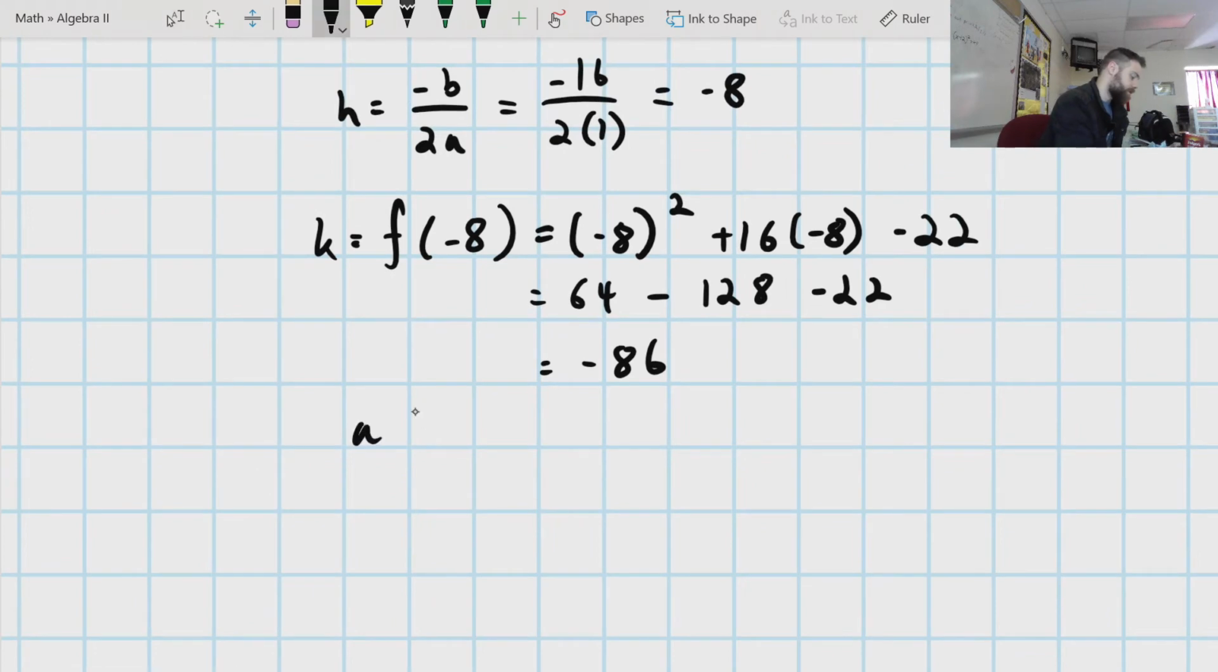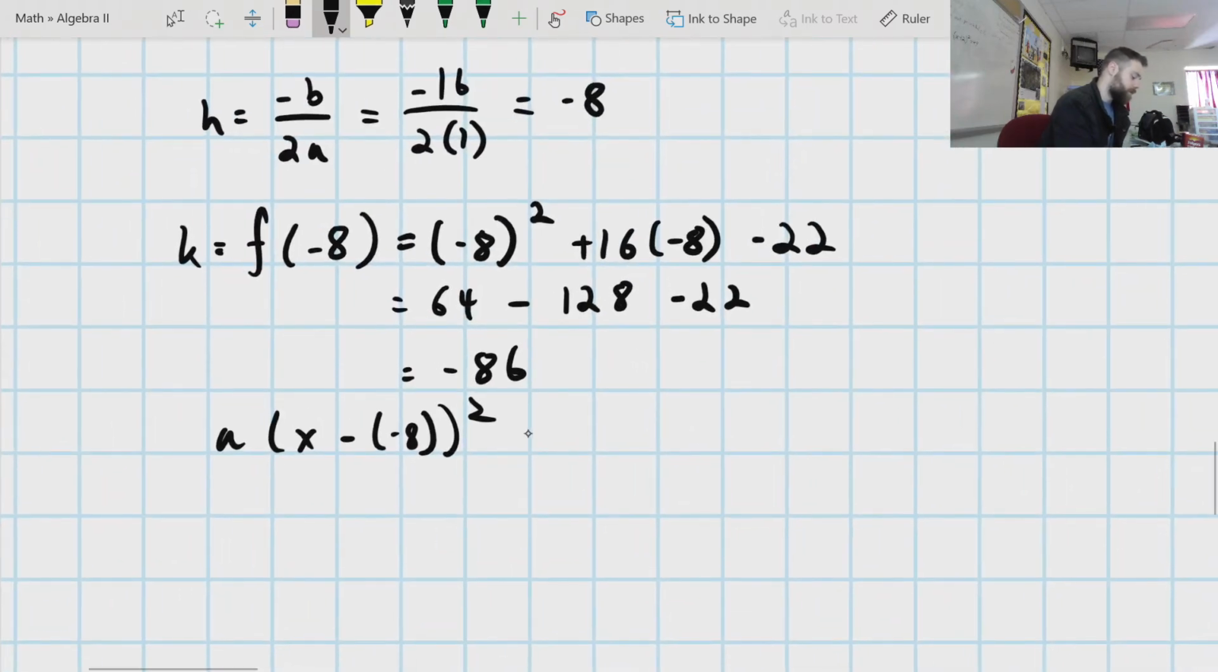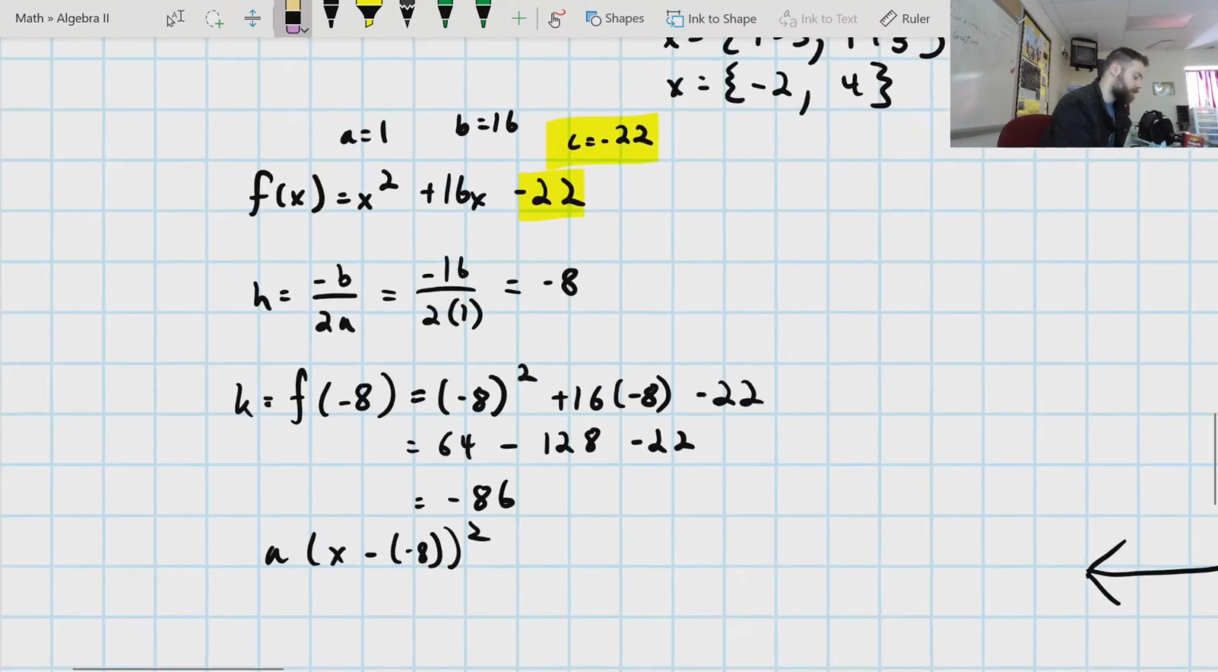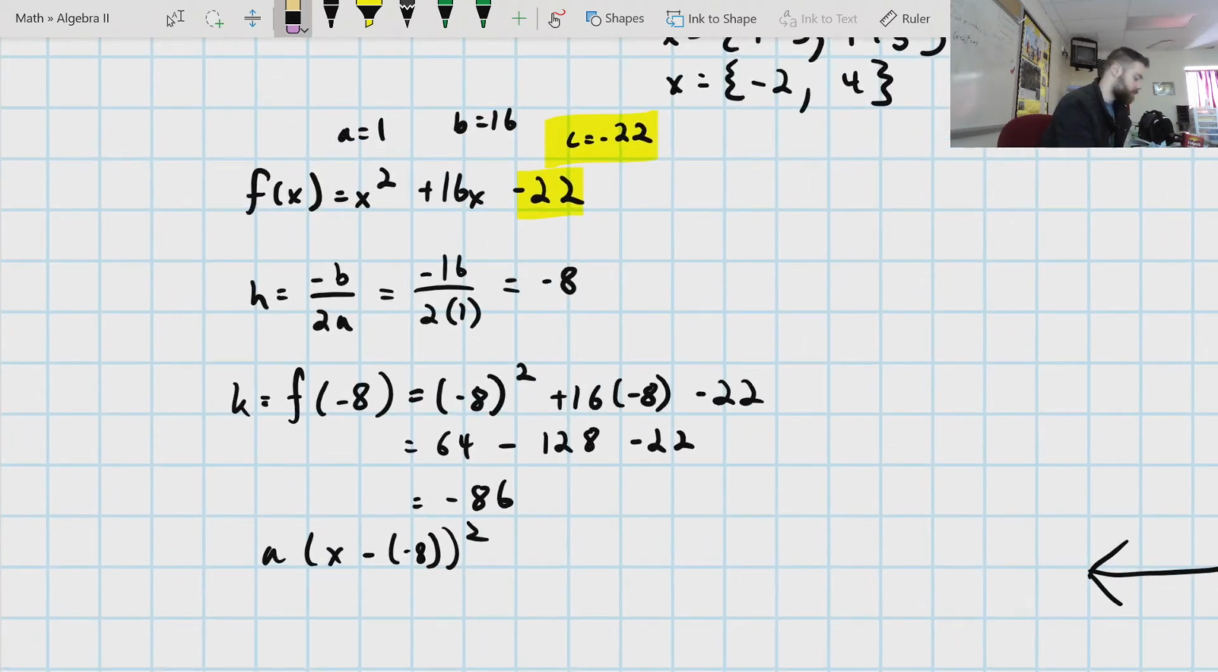So a times x minus negative 8 squared. So it's shifting right. We'll talk about that. No, it's shifting left. That's correct. It's shifting left. Which a is 1. So that comes from up there. So a is 1.